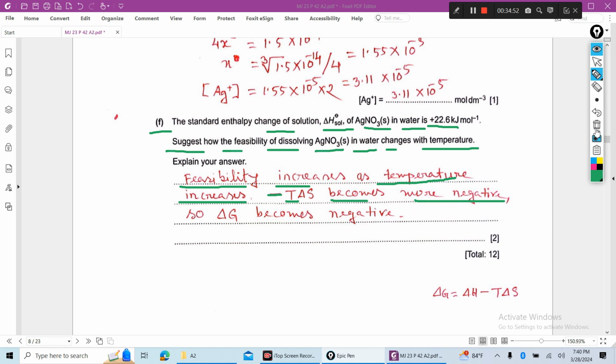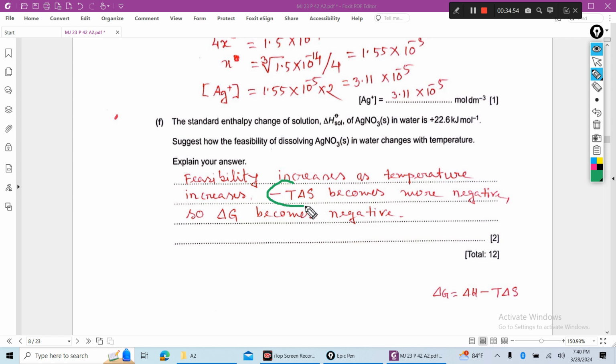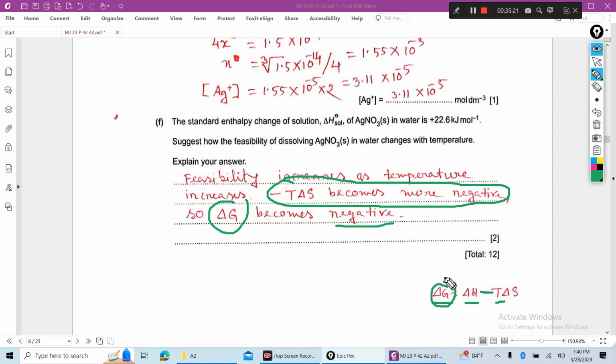If the product of minus T delta S becomes more negative, so Gibbs free energy becomes negative. That means solubility increases, because delta G, Gibbs free energy, equals enthalpy change minus T delta S. As temperature increases, Gibbs free energy decreases. Gibbs free energy becomes negative. If Gibbs free energy becomes negative, solubility increases.